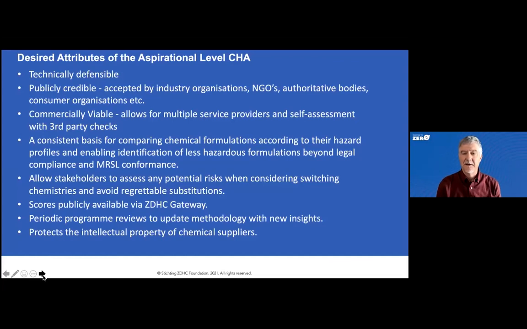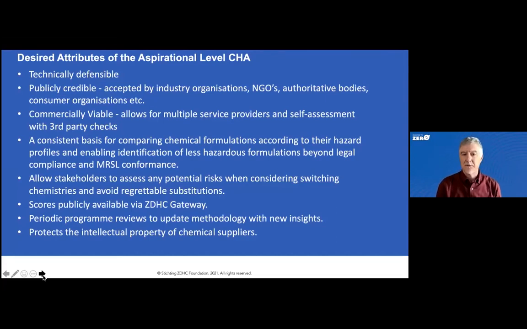And there has to be some component of a self-assessment for companies like BASF that have large toxicology groups. I know Hewlett-Packard with Greenscreen for years did that, but there has to be some component of that with third-party checks on what they're doing. And then the consistent basis so people can compare and say, how do I choose between formulation A and formulation B? And again, making sure we're addressing potential risk when considering switching chemistries to avoid regrettable substitutions. That's at the heart of it all.